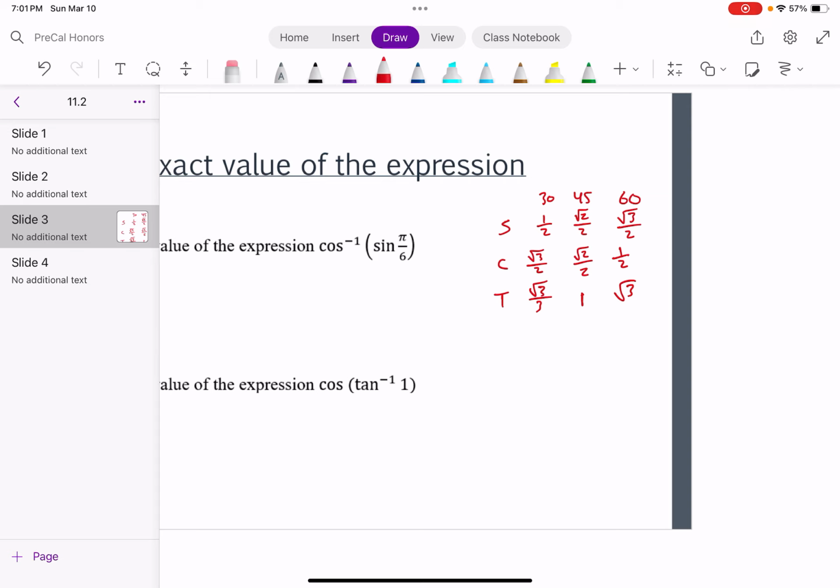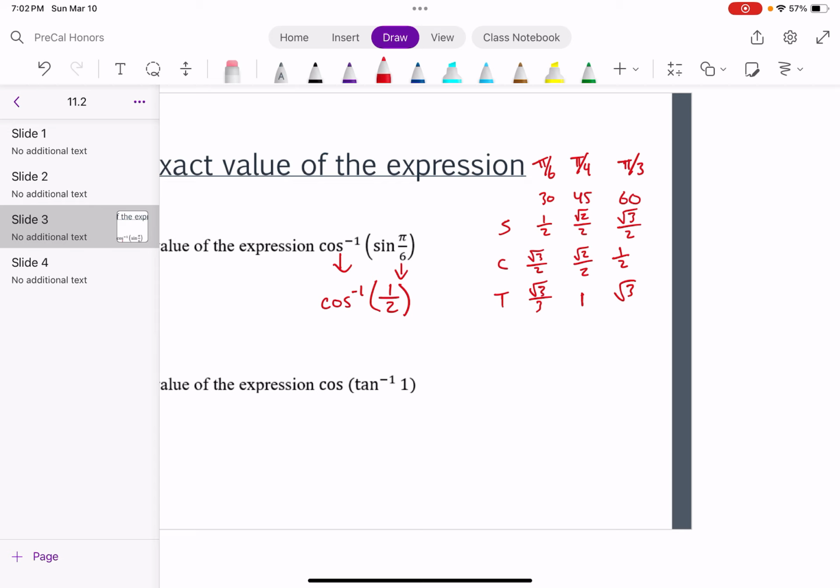So we're going to start off with understanding that 30 would be π/6, 45 would be π/4, and 60 would be π/3. So if we're taking a look at the sine of π/6, this value of π/6 would be equal to 1/2. We keep it inside the parentheses, and we drop down the trig function on the outside, which would be an inverse cosine.